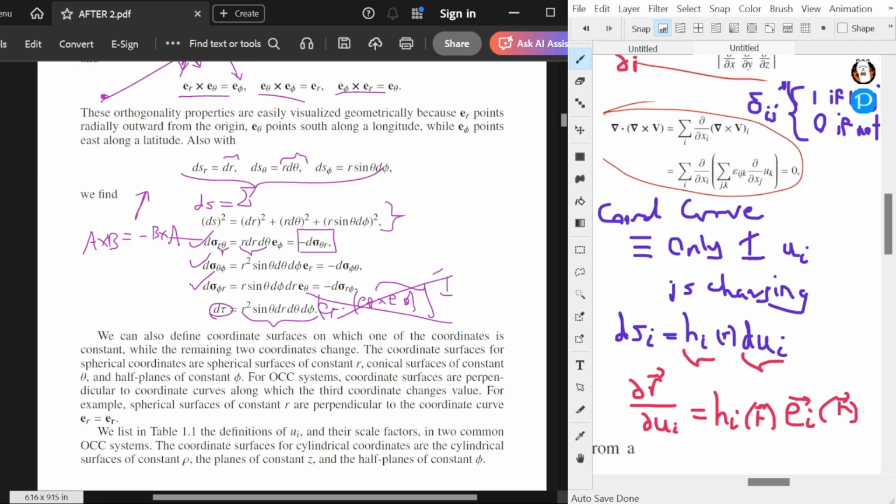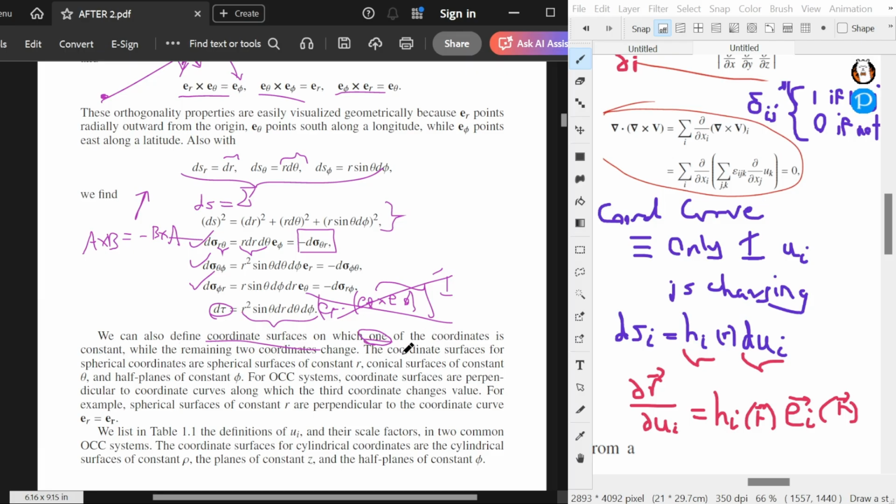We can also define coordinate surfaces on which one of the coordinates is constant, while the remaining two coordinates change. Okay, like an equipotential surface where one thing is constant. Well, in this case, two things are changing. The coordinate surfaces for spherical coordinates, on which one of the coordinates is constant. Yeah, one is constant. So it is like an equipotential surface.